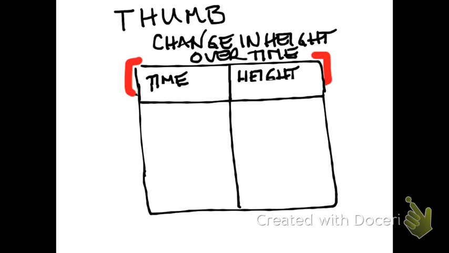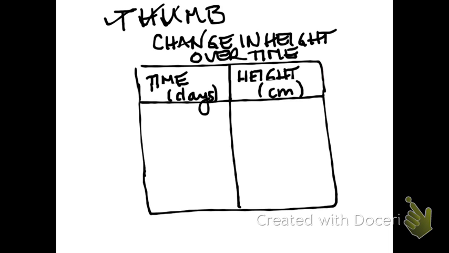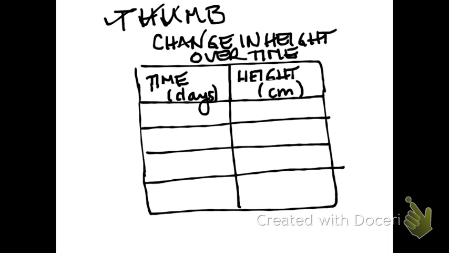So we have a title, we have headings, we need units. So the units can be included in the headings. That's probably the easiest thing to do, is put it in the headings. Time, let's say we're tracking it in days. And the height in centimeters, because we're in science class and we use the metric system. So you can put the units there. We'll check that off.